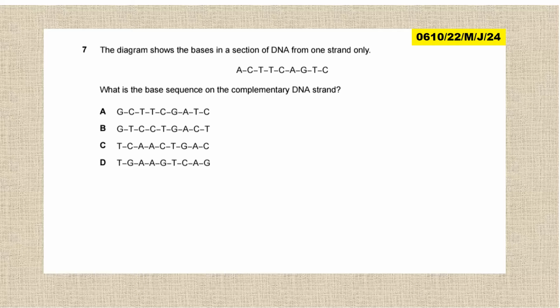Let us look at this one. That is paper 2, variant 2, May, June 2024. The diagram shows the bases in the section of the DNA from one strand only. What is the base sequence of the complementary strand? So, which means the opposite one. So, it's going to be T, G, A, G, T, C, A, G. So do we have TGAA? So we want the one that is starting with T. TC, no. So TGAA, so already is this one.